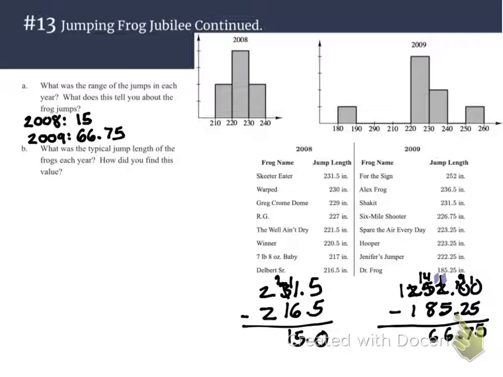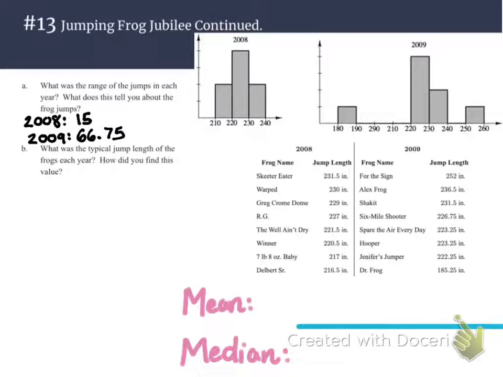All right, moving on. What was the typical jump length of the frogs each year? How did you find this value? So, we already know what the mean and the median are from the last problem, if you just did it. But if you haven't, either way, you still want to figure it out. So this is when a calculator becomes super helpful. I'm going to start with the mean. And remember, you find the mean just by adding up all the values and dividing by how many numbers there are. Pause it if you are going to work on it. If you've already done it, then go ahead and proceed.